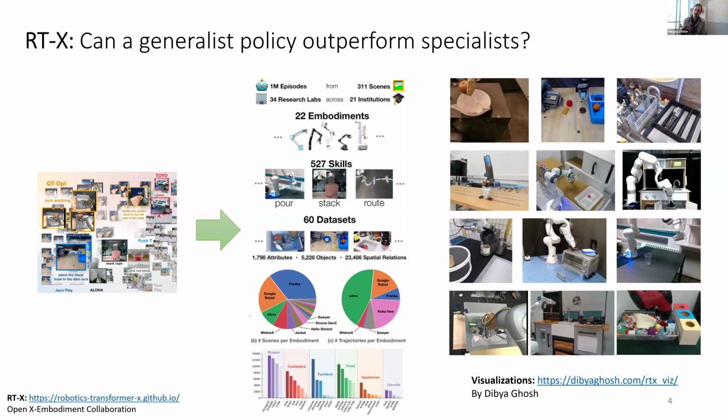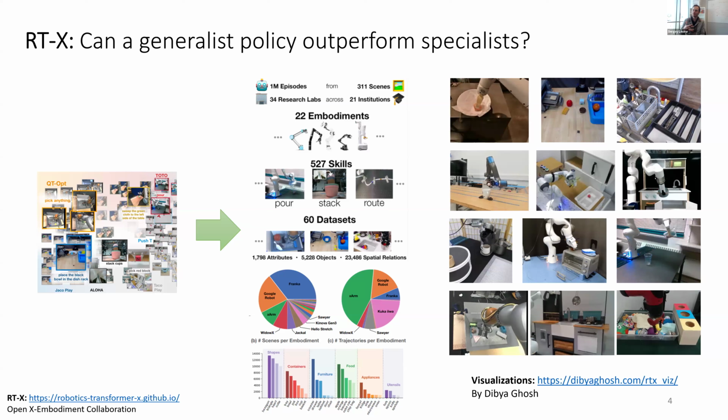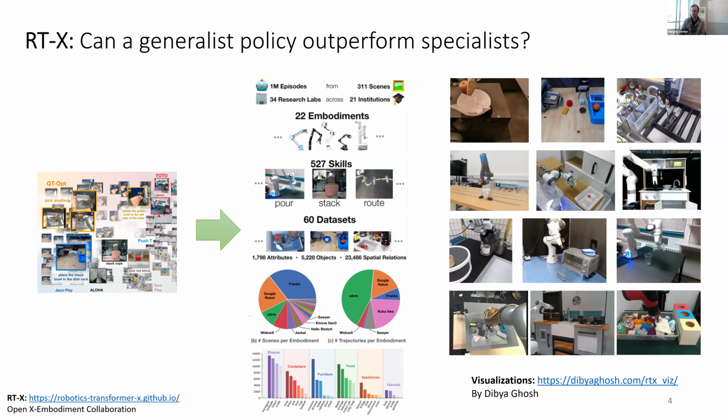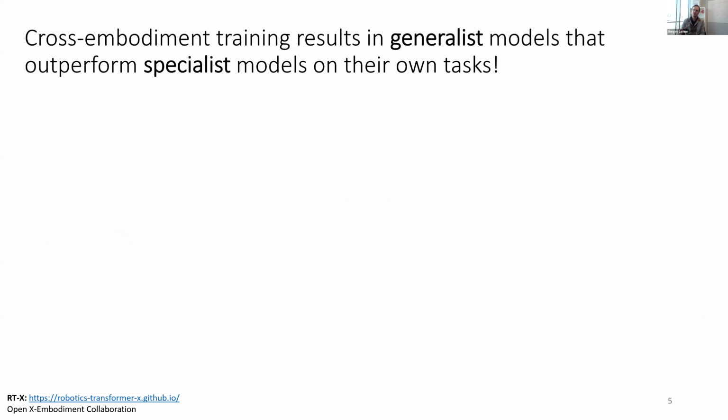And then what we did with RTX is we trained one model across all of these different data sets. And what we found is this kind of cross-embodiment training resulted in a generalist model that could outperform more specialized models on the particular domains that those specialists were specialized to.